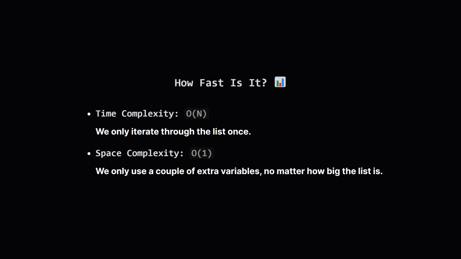So how does our new approach stack up? It's incredibly efficient. For time, we only have to look at each number in the list one time. So the time it takes is directly proportional to the size of the input list. We call that big O of n, or order n time, where n is the number of elements in the list. For space, we're only using a couple of variables to store the answer and the prefix minimum. The amount of memory we use doesn't change, even if the list has a million numbers. This is called big O of 1, or constant space, and it's fantastic.